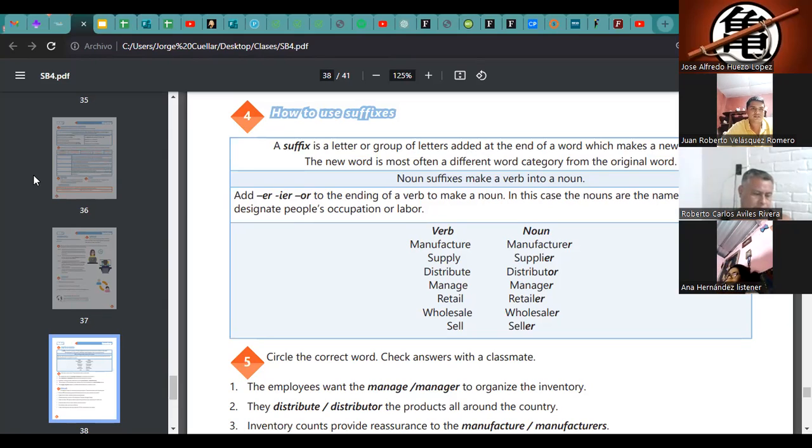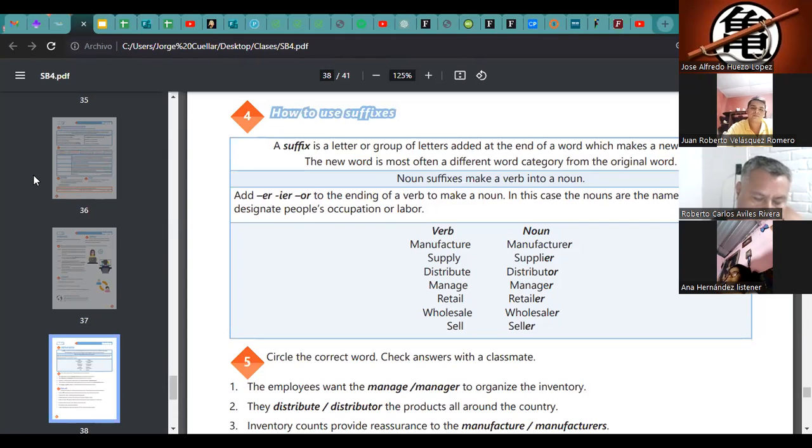Noun suffixes make a verb into a noun. Add er, ier, or or to the ending of a verb to make a noun. In this case, the nouns are the names we use to designate people's occupation or labor. And the verbs: manufacture, supply, distribute, manage, retail, wholesale, and sell. And in the other part, the nouns: manufacturer, supplier, distributor, manager, retailer, wholesaler, and seller. Very good, perfect, thank you.